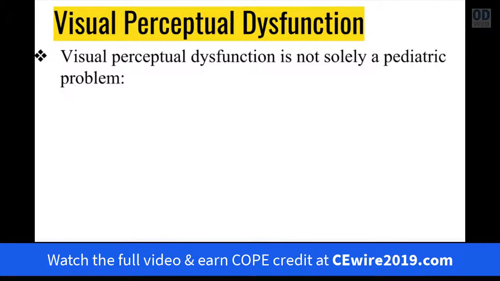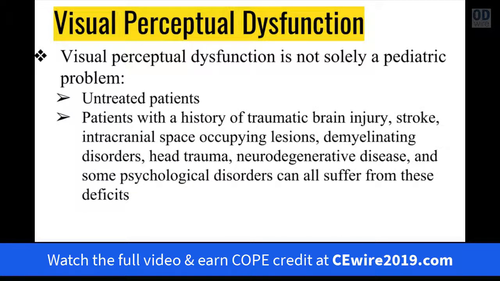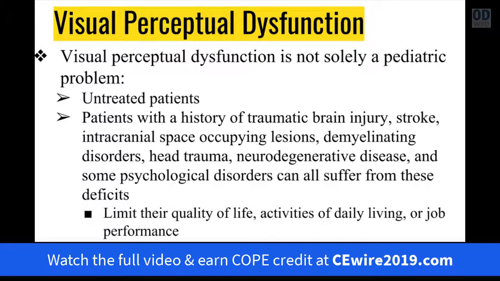And then it's very important to remember that a visual perceptual dysfunction is not solely a pediatric problem. So first of all, you could have untreated patients that had this problem in their younger ages and it was never treated and never got any better. But then you also have patients with a history of traumatic brain injury, stroke, lesions, tumors, demyelinating disorders, head trauma, concussion, neurodegenerative diseases, and even some psychological disorders, which can all interfere with visual and perceptual processing. And these are going to limit the patient's quality of life, their activities of daily living, and their job performance and their social interactions.